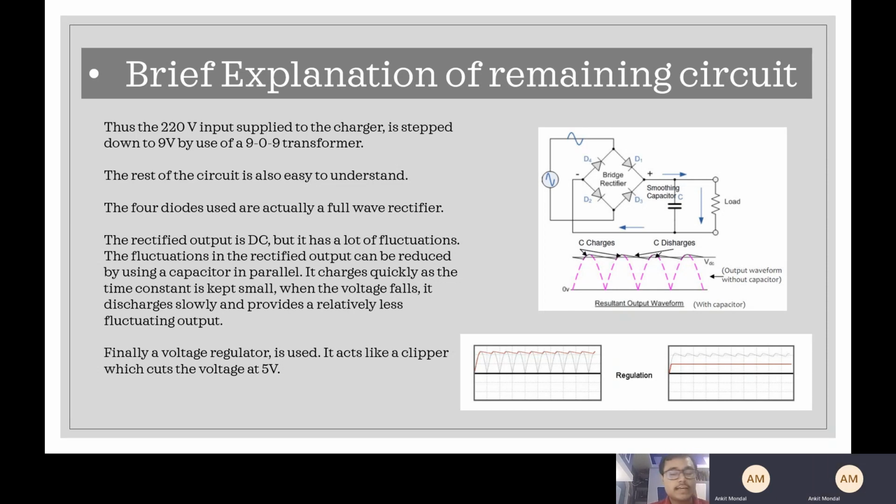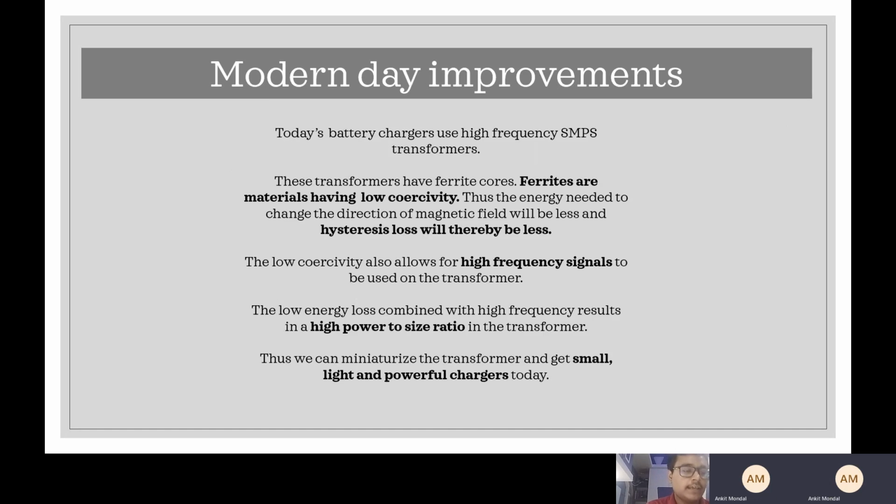Thus, we have understood that the transformer is one of the most important parts of the mobile phone charger. In fact, in today's devices, some ferrite materials are being used which have low coercivity. Thus, the hysteresis loss will be less. We can also use high frequency signals now, which will help in increasing the power to size ratio, thus resulting in the small yet powerful chargers that we use today.